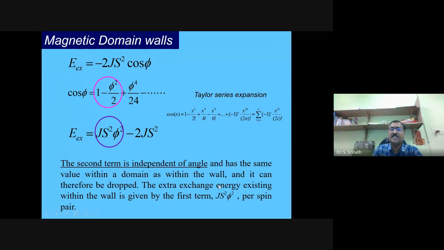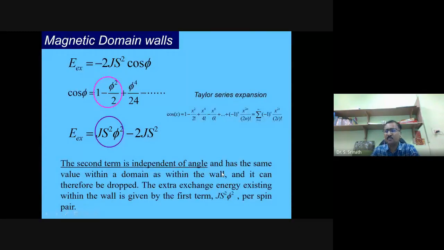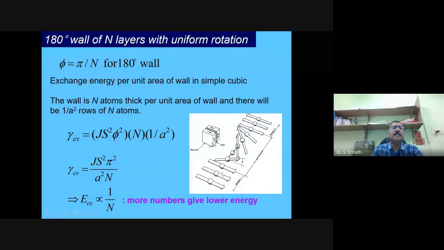The extra exchange energy existing within the domain wall is given by the first term, and that is JS squared phi squared per spin pair. As we discussed, mathematically I can make this phi smaller by dividing pi over n spins, n being very large. So if I make a 180-degree domain wall, in fact, I can have a 90-degree domain wall for the closure domains. I'm not doing that. I'm taking only the uniaxial case. I have a 180-degree domain wall.